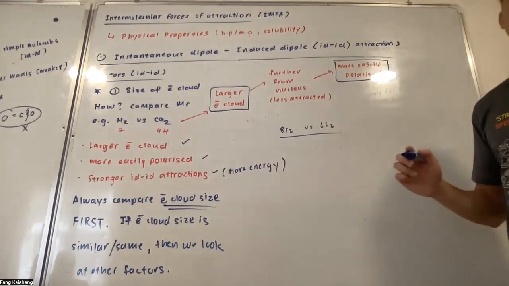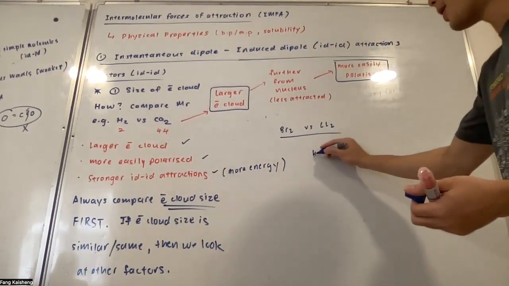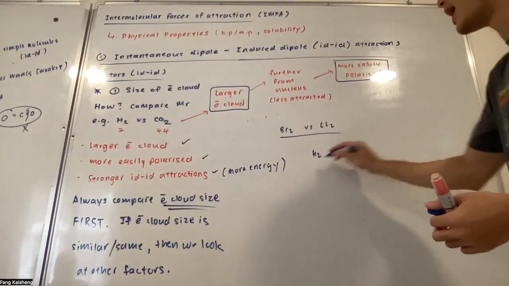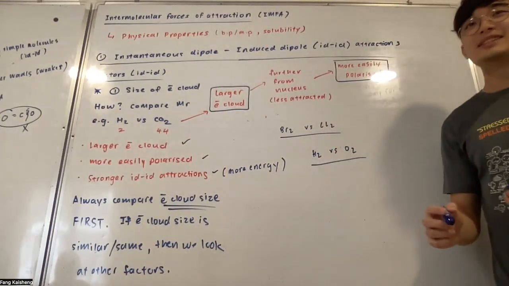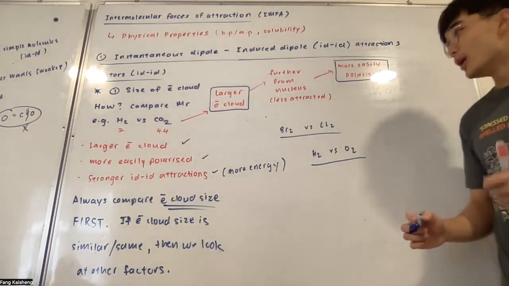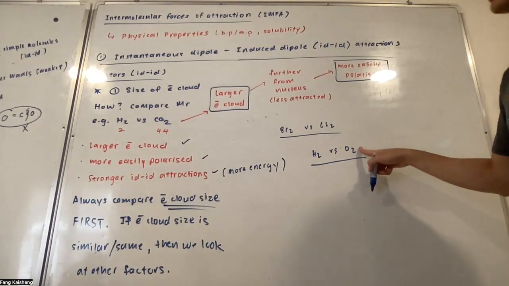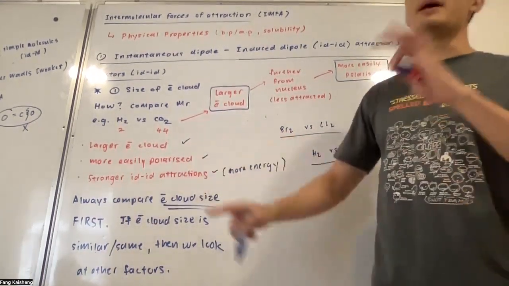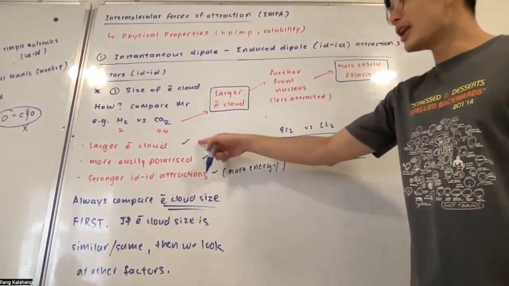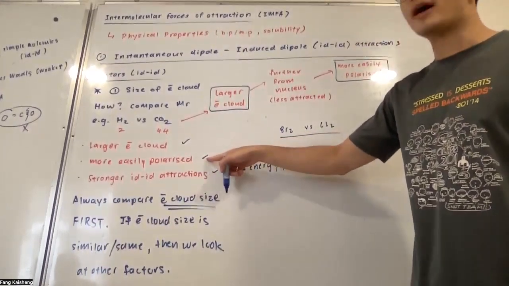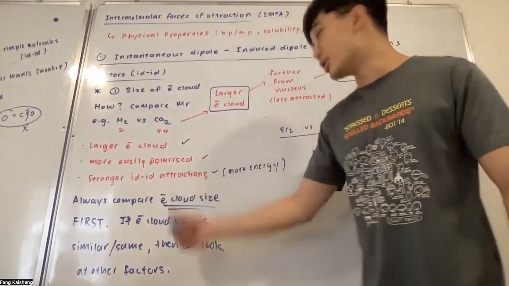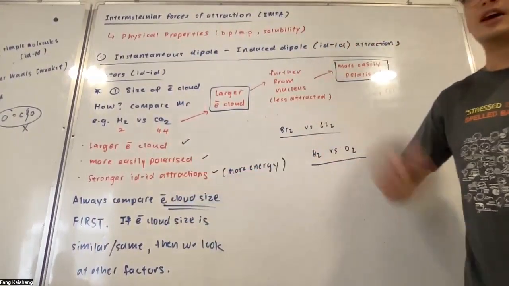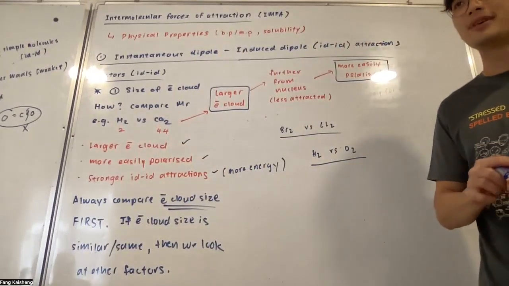The second question is the exact same thing. They are comparing hydrogen and oxygen, and we are asking you to predict who has a higher boiling point. The answer is O2, because O2 is clearly larger, so it has a larger electron cloud. You don't need to mention the MR. Larger electron cloud, more easily polarized, leading to stronger ID-ID attractions which require more energy to overcome. These 4 points are enough to finish up your explanation.